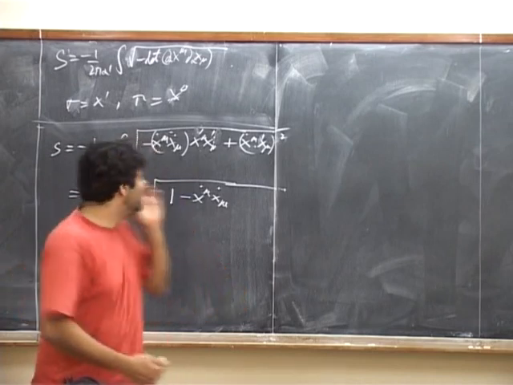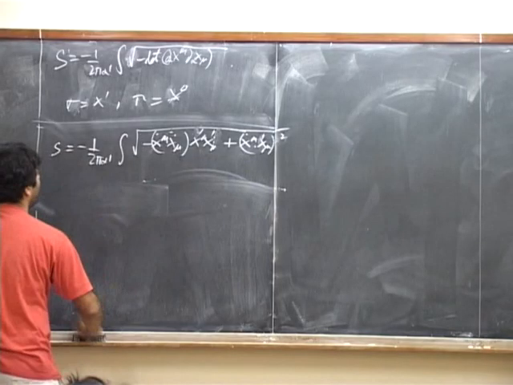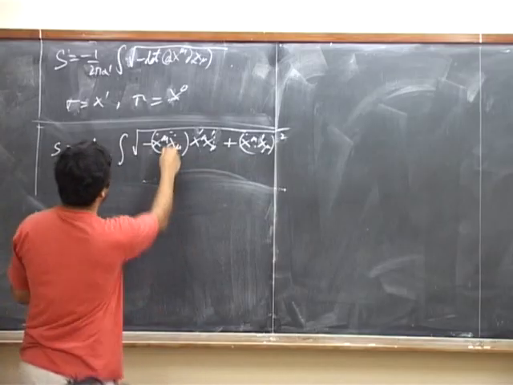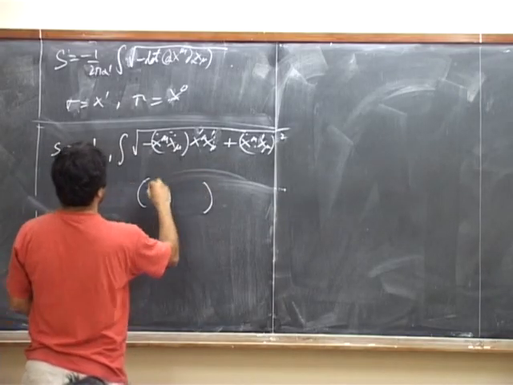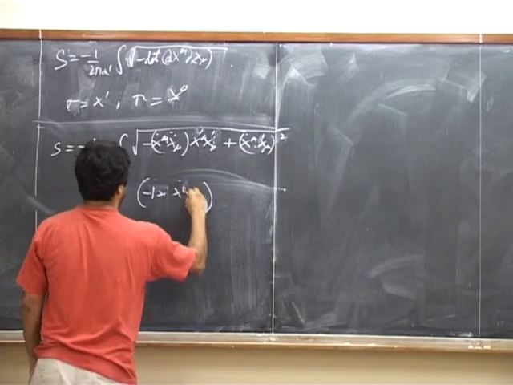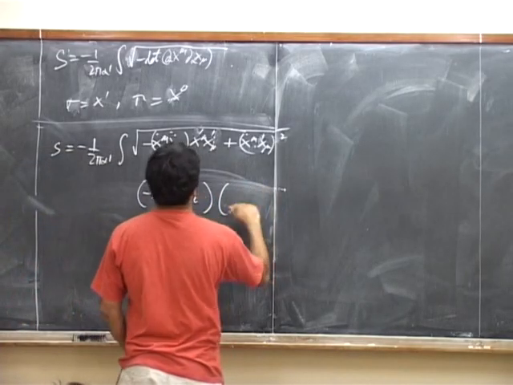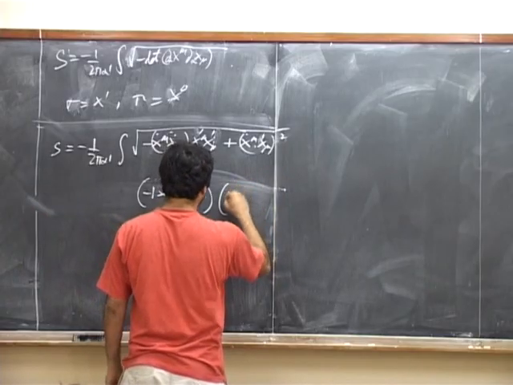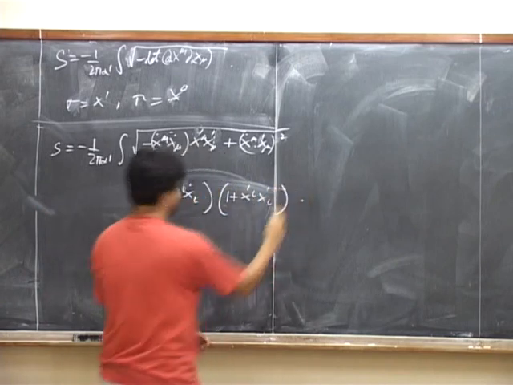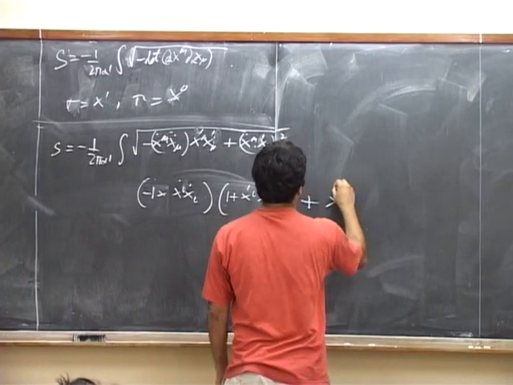Is this clear? Okay, so suppose we were doing the rewriting exactly. We should hurry up. Actually, this term won't even contribute to quadratic order for this reason. So suppose we were doing the rewriting exactly, what will this thing become? This thing would become minus 1 plus xi dot xi dot. This term would become 1 plus xi prime xi prime. And this term would become plus xi dot xi prime.